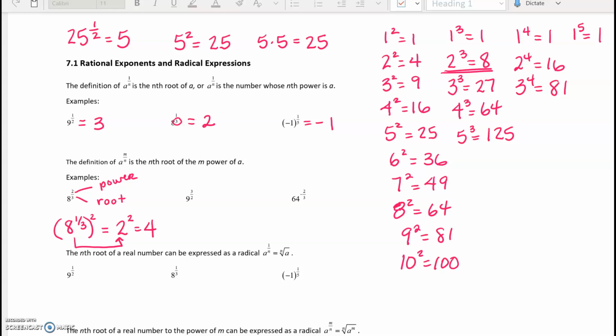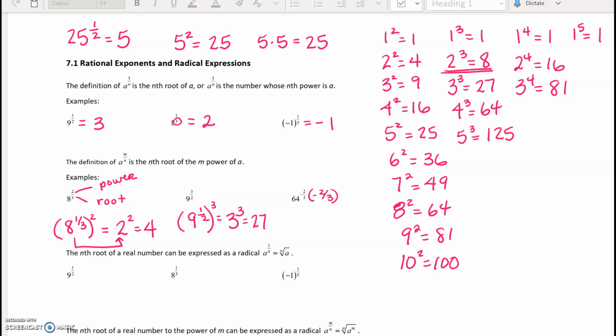Likewise over here, I'm going to take the square root of 9 first, and then I'm going to cube it. So the square root of 9 is 3 cubed, and that's 27. You see what I'm doing on each one of these? It's hard to see this little mark in front, but this is actually negative 2/3 power.